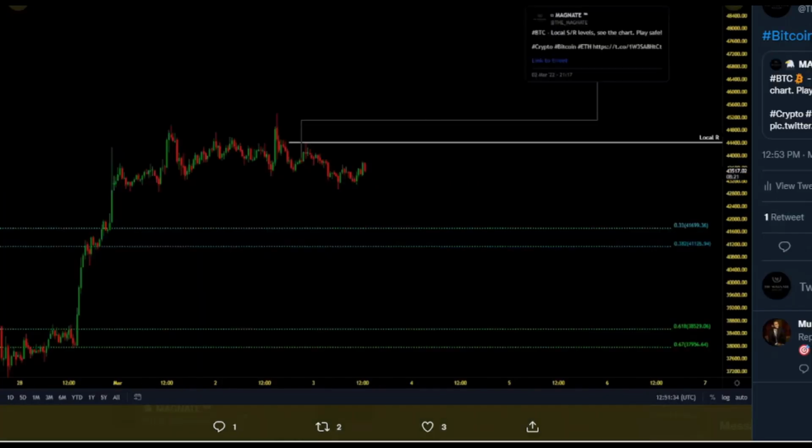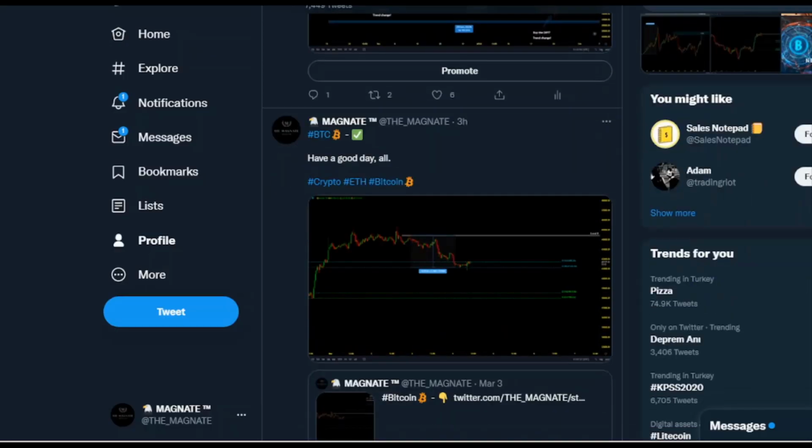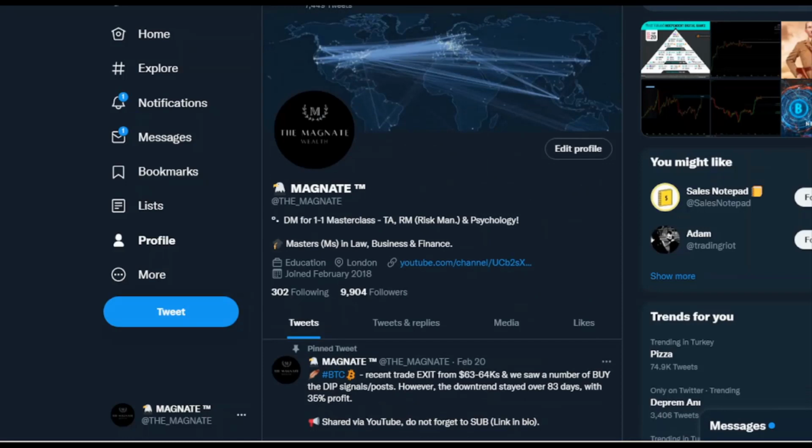On the 3rd of March, at midday, I posted, as you can see, where the price action was. I put it in the tweet as well, and you can see a perfect rejection right from the local resistance level. And today I made a last update where we met the target level with a 7% profit. However, we're going to discuss that in a minute.